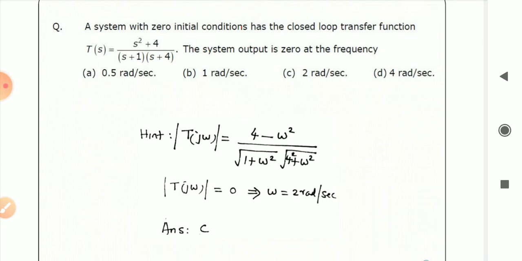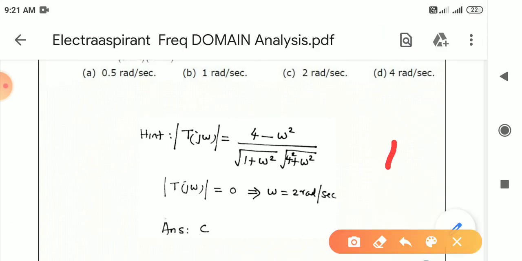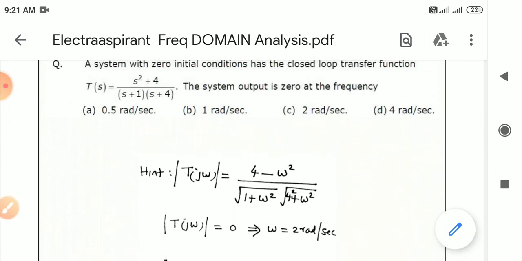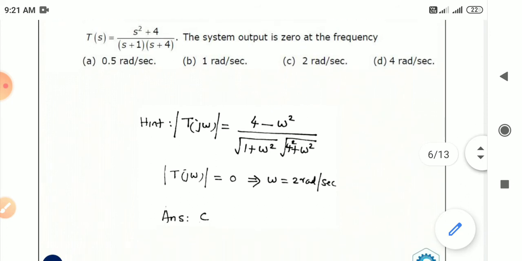By making the sinusoidal transfer function, we consider its magnitude part only. It becomes magnitude of T(j omega) equal to (4 minus omega square) divided by root of (1 plus omega square) into root of (4 square plus omega square). Now we need to find where the system output is 0. The magnitude becomes 0. By observation of the expression, it is very clear that when omega equal to 2 rad per second, the system output becomes 0. So the answer is option C.